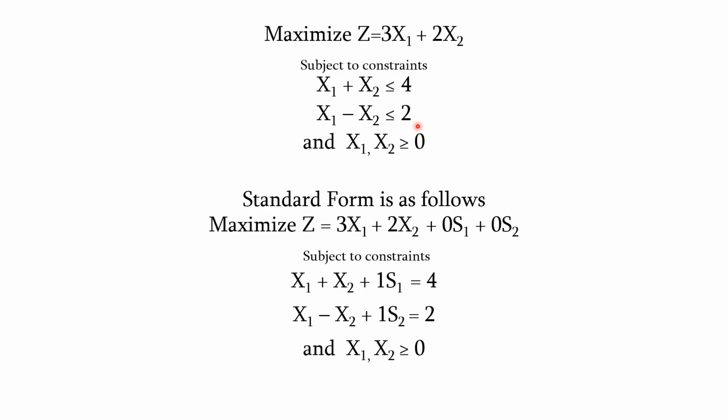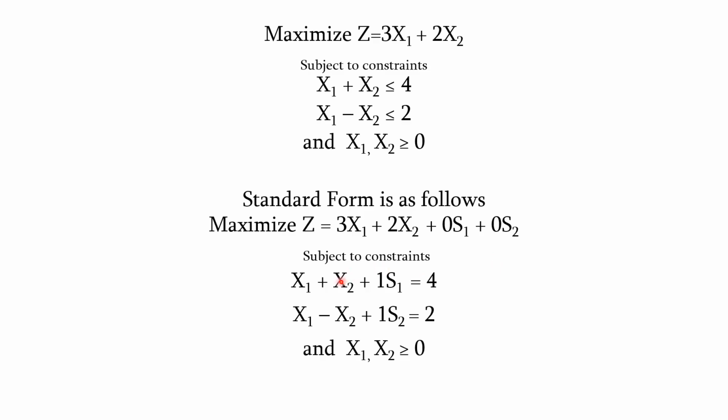Thereby we convert this into standard form, and also convert the inequality to equality. The standard form looks like this: a maximization problem with the objective function. What are the changes I have made in the objective function? I have added the slack variables s1 and s2 with a 0 coefficient. In the objective function, you have to add s1 and s2 with a 0 coefficient.